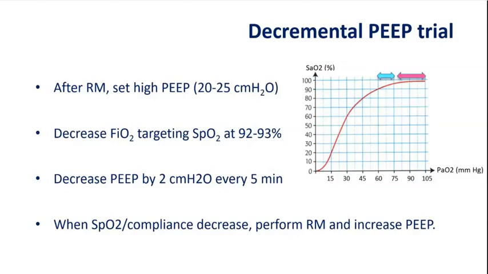In my practice, I do a decremental PEEP trial, meaning that after the recruitment maneuver, I use a high PEEP, and then I decrease the FiO2 to be in the steep part of the dissociation curve, so to be at a SpO2 between 92–93%.